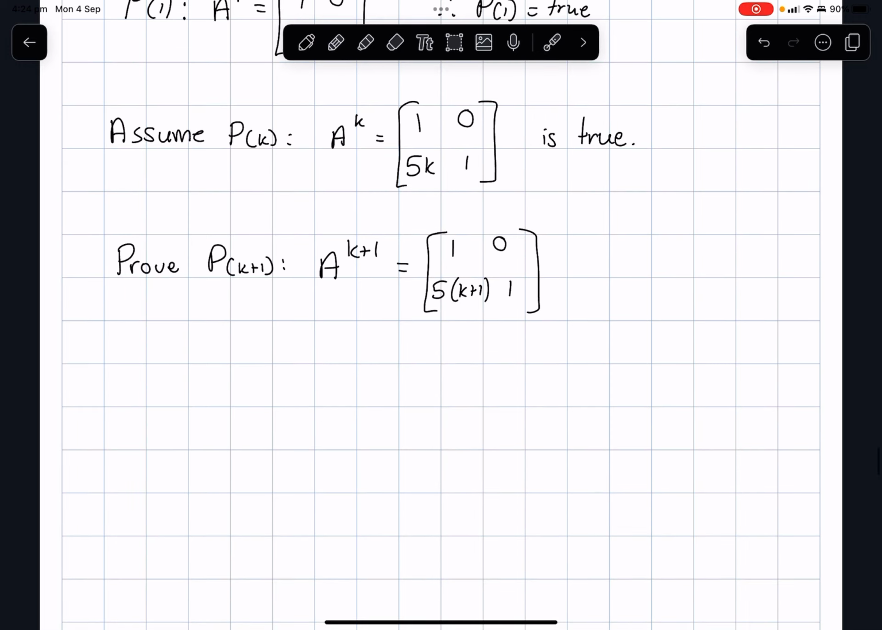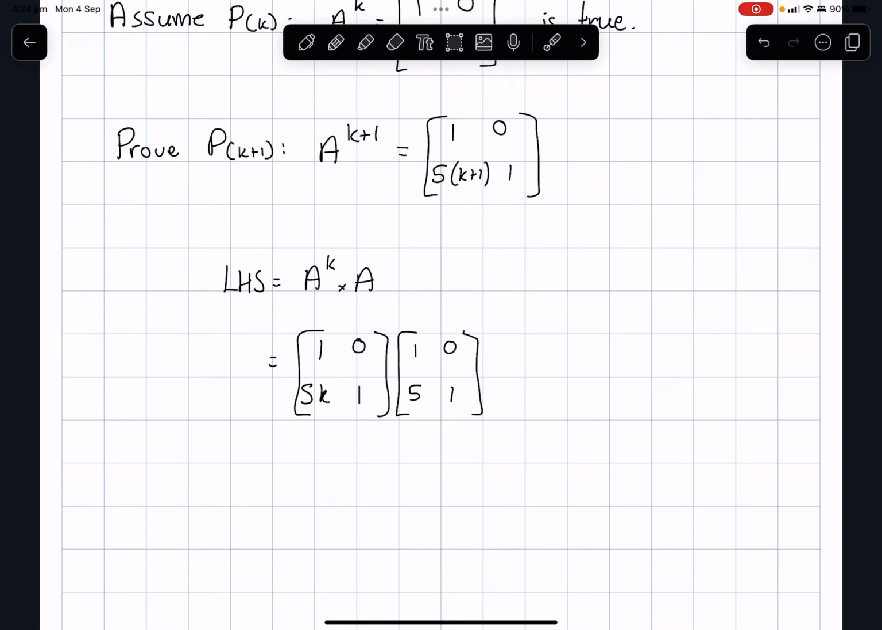So on the left-hand side, we can split that A to the power of k plus 1 into A to the power of k times by matrix A. So that's my left-hand side. So A to the power of k, we know, is [1, 0; 5 times k, 1], and that's just from our assumed P(k) case. And then A is just A to the power of 1, which we saw in our base case was [1, 0; 5, 1].